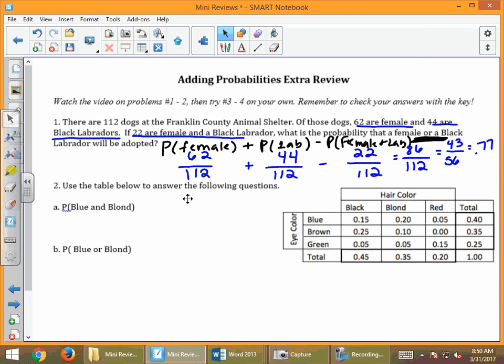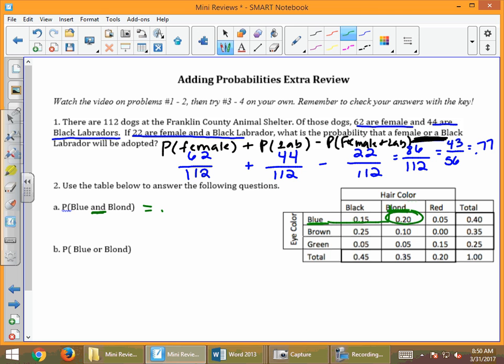We take a look at number 2. We're using a table to help us find our answers. We look at A, it's blue and blonde. So the probability of someone having blue eyes and blonde hair. You have to be careful. This is and. So you're not going to use that formula whenever you see the word and. You just look at the table. You go to blue, and then you go to blonde, and you go to where the two intersect. They intersect right here on your table. So that's your answer. 0.20.